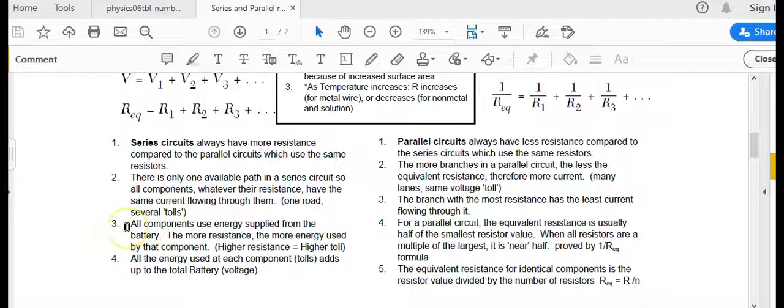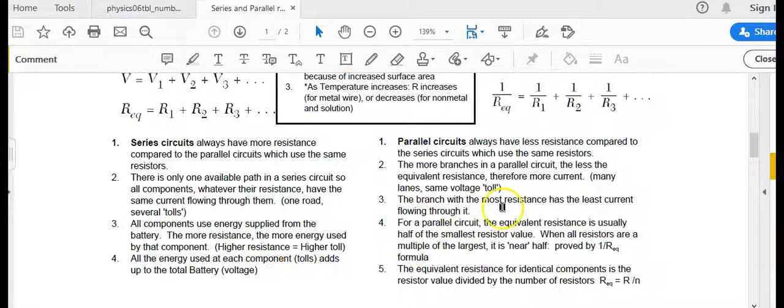All components use energy supplied from the battery. The more resistance, the more energy used by that component. So the higher the resistance, the higher the toll, or the voltage drop. All the energy used at each component adds up to the total battery's voltage or potential difference.